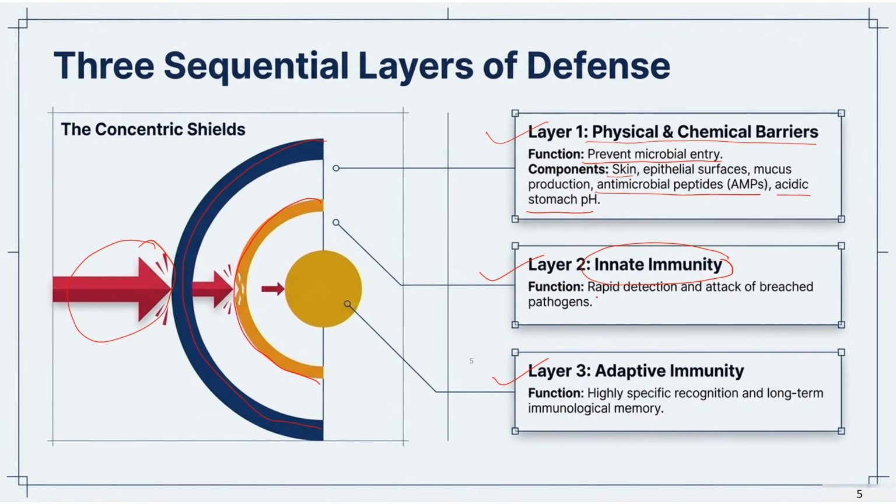So this can rapidly detect and attack the pathogens which are entering the human body, and therefore these are called innate. These are very, very conserved proteins which help to fight against the pathogen.